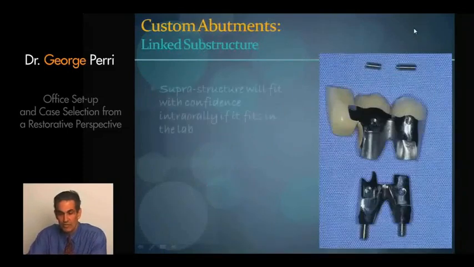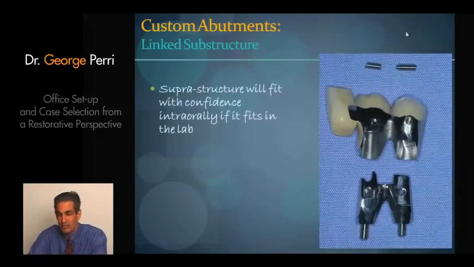Here, a linked substructure gives other advantages. One advantage is that since we know the fit of the restoration to the linked substructure, it always fits intraorally. The biggest challenge with separate single units is if your impression is slightly off, your master model isn't as accurate as it needs to be. When you go to seat your final restoration, it doesn't fit the way you expect it to. With a linked substructure, the fit of the final restoration is always exactly the same intraorally as it is in the laboratory. And that's a great advantage.